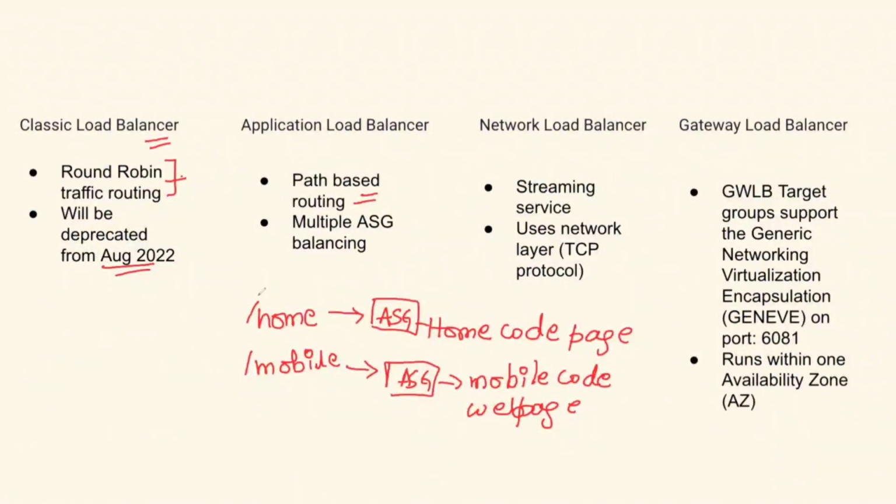This kind of routing based on the incoming path can only be done, or application load balancer is one of the things that can do this very beautifully. Hence, this is the use case of application load balancer.